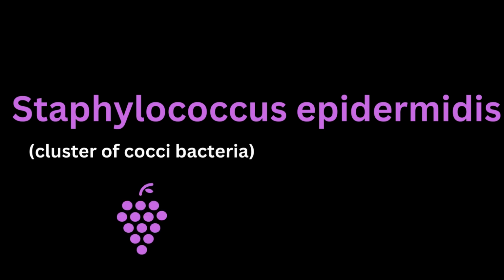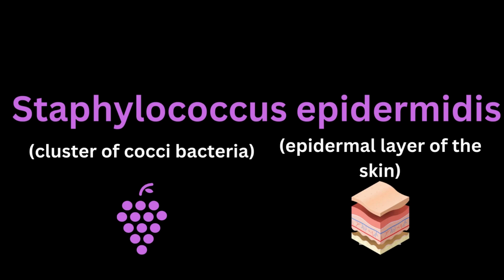Hello everybody, in this video we are going to discuss Staphylococcus epidermidis. If we break this word, we have Staphylococcus, which refers to a cluster or a bunch of cocci bacteria, and epidermidis, which is associated with the word epidermal, or the epidermal layer of the skin. Hence, it indicates that Staphylococcus epidermidis is the normal flora of the uppermost layer of the skin, the epidermal layer.